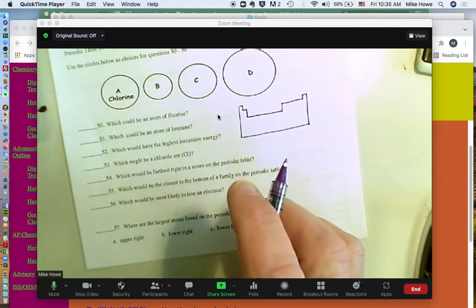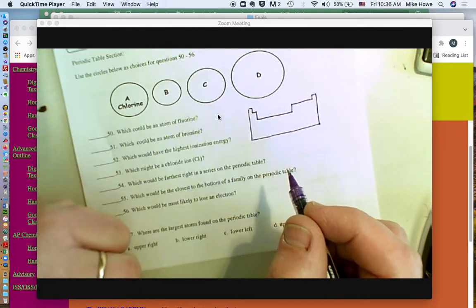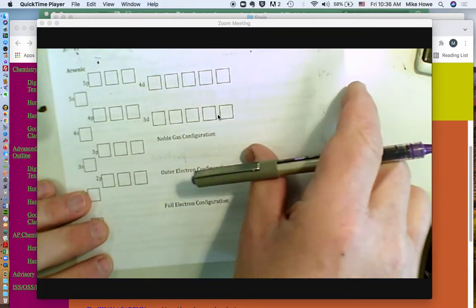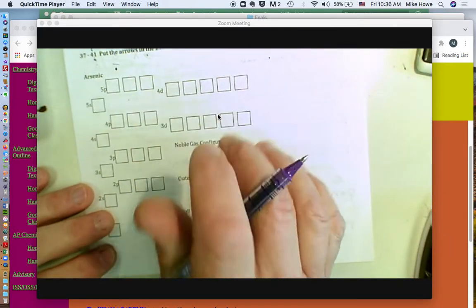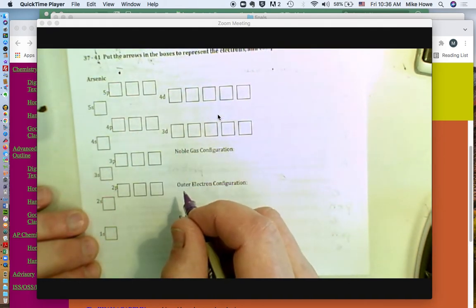So let's continue on. Now we're moving into the periodic table section. And actually, I'm going to go back up to the electron configurations. I don't have tons of stuff on here, but if you know this, you know a lot about electron arrangements. So we're going to look at the element arsenic.